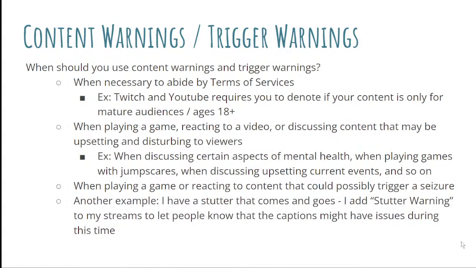Here's a sort of unorthodox example, but I have a stutter that kind of comes and goes. I don't always have it, but sometimes I do. When I'm having a really stuttery kind of day, I add a stutter warning to the beginning of my stream titles to let people know that the captions might have issues during this time, so they're not confused about what's going on.